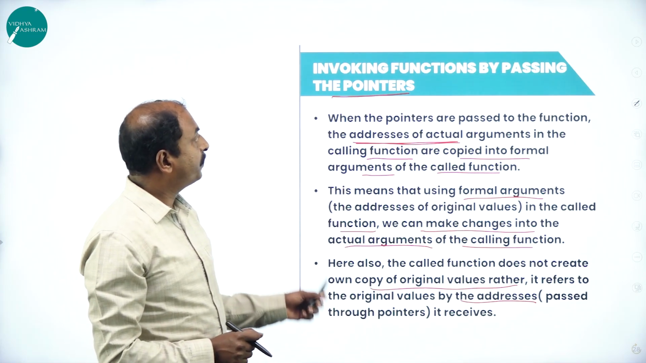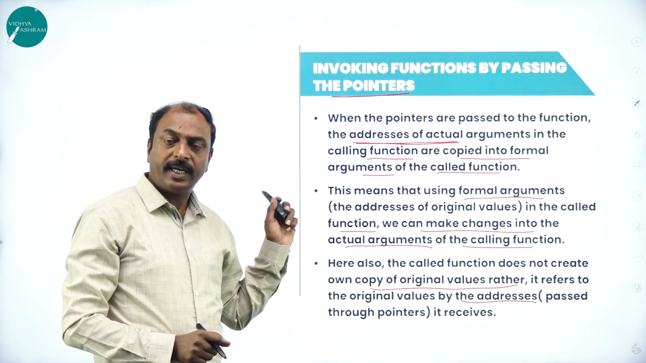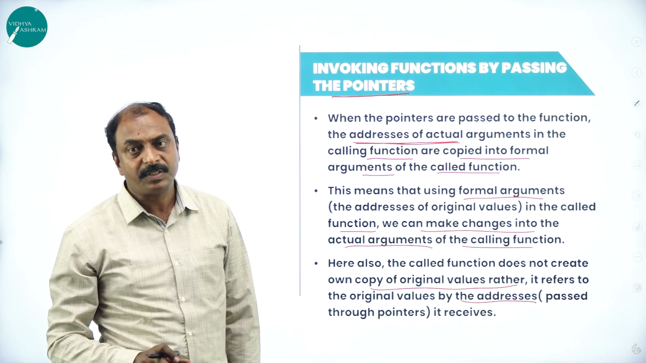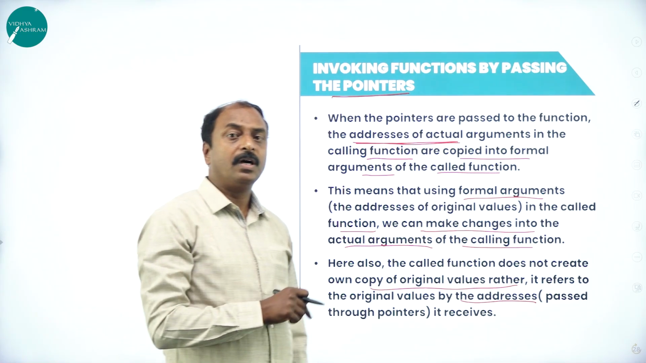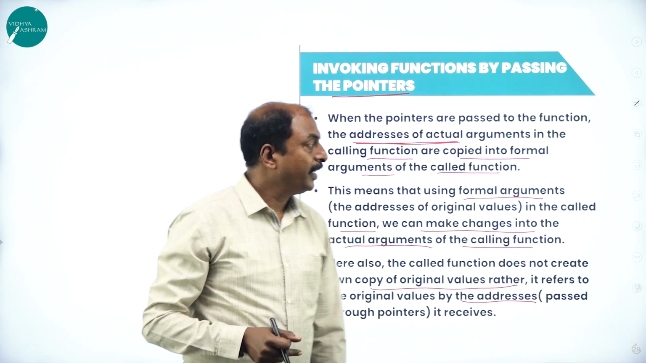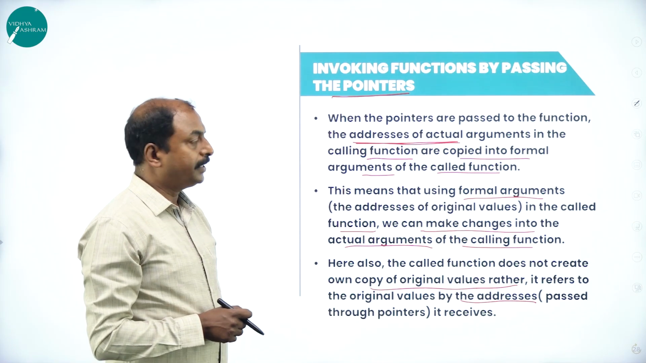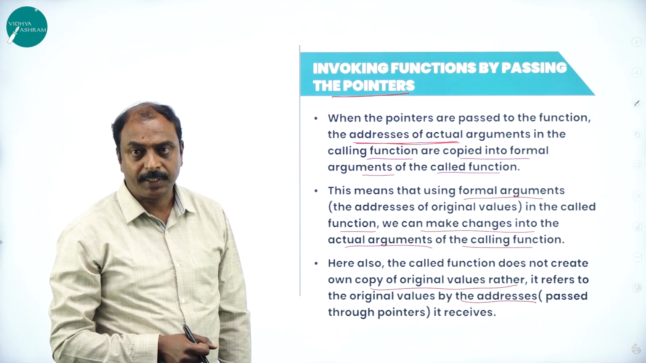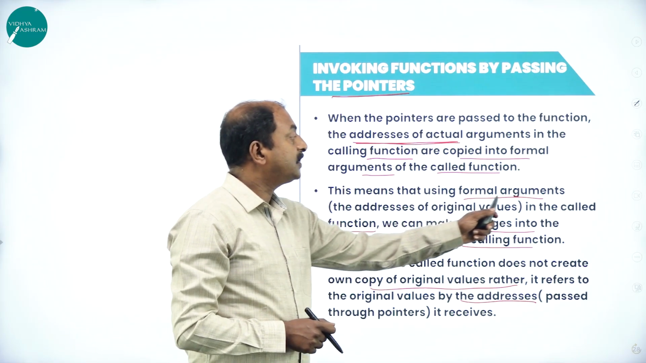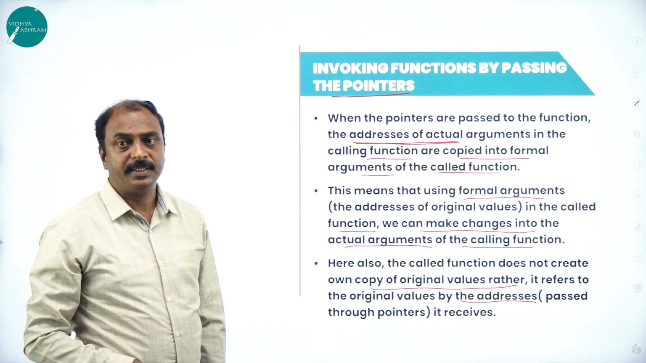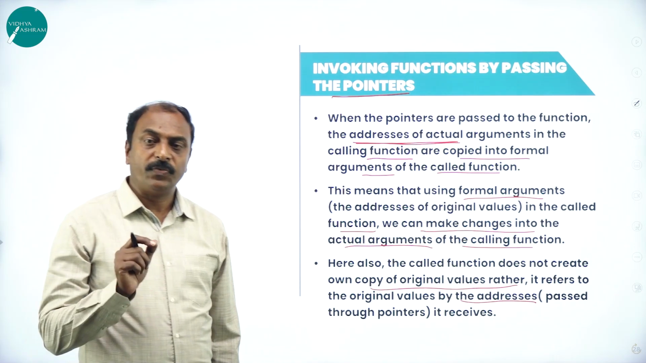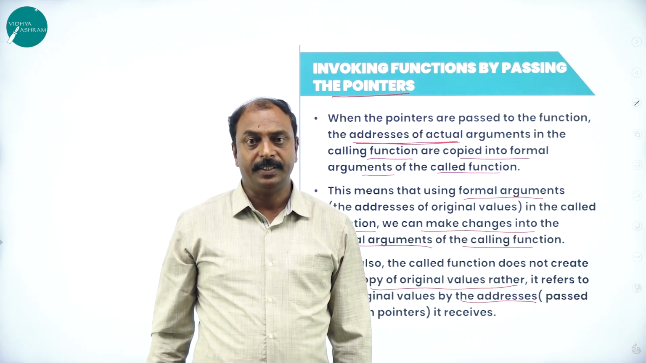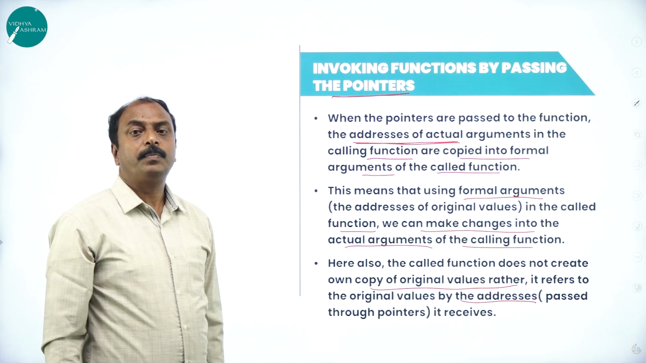But the only difference between pointers and reference is that in the call by reference method, it works with the original data with an alias name, or with some other name. But in call by pointers, or passing by pointers, it works with the address of the arguments. So any changes made to the data are going to affect the original data. This is passing the pointers.